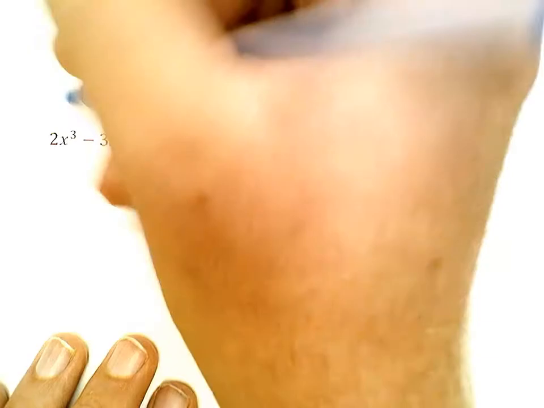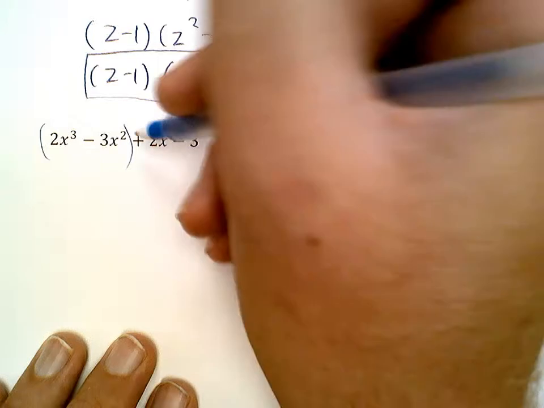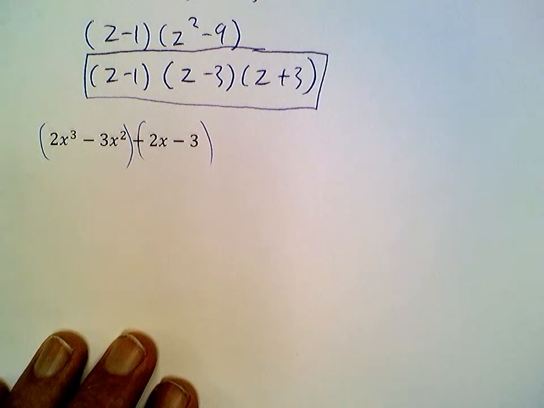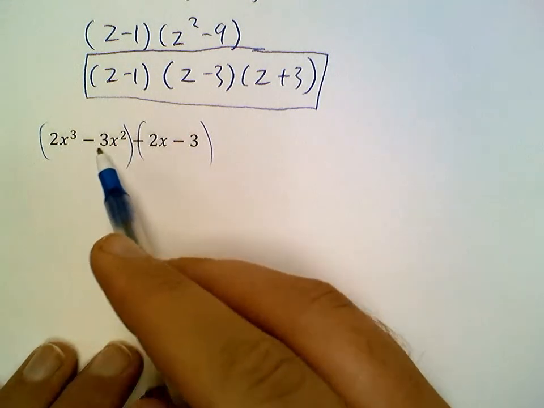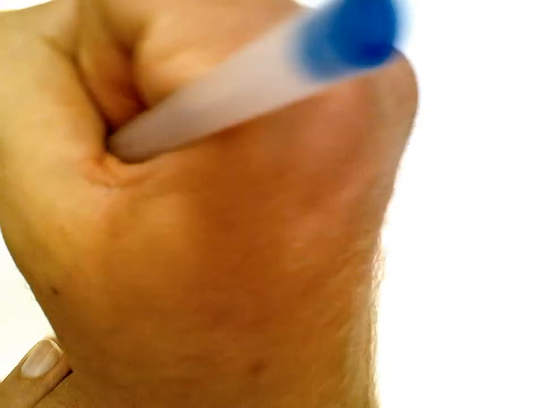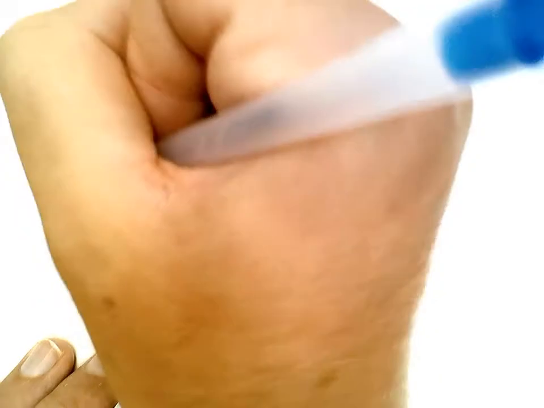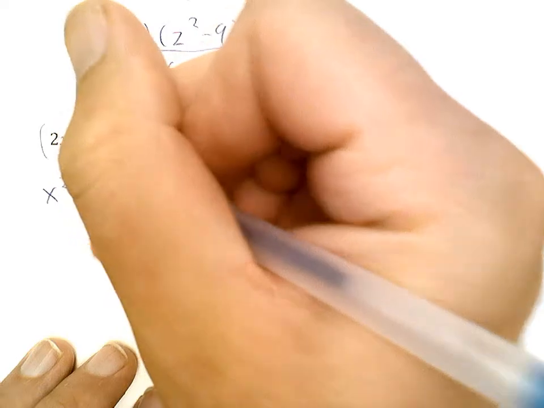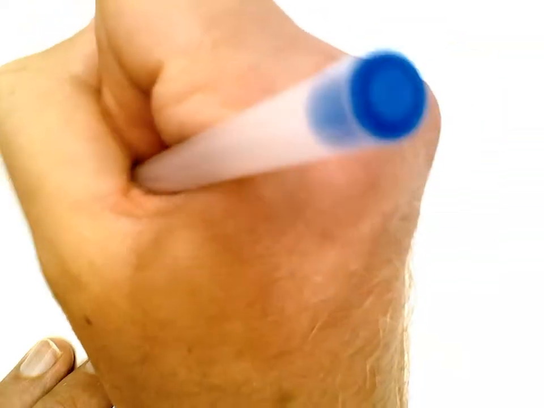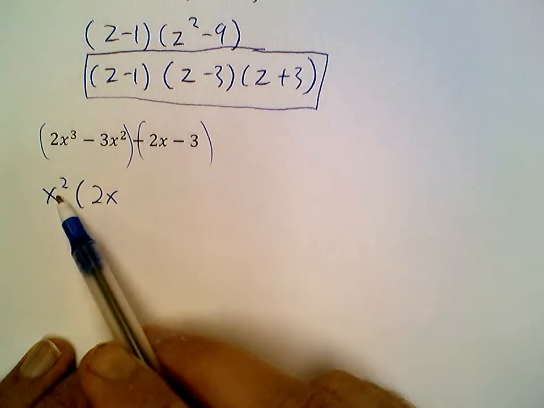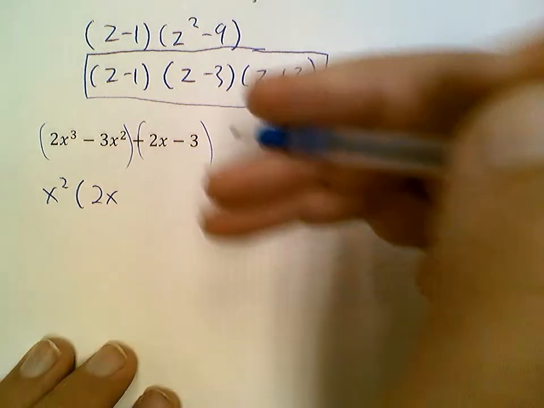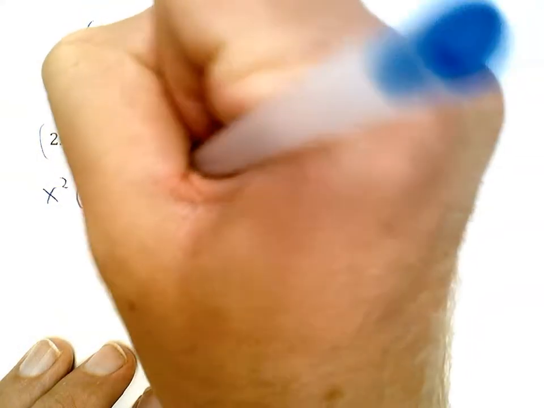I'm going to group the first two terms together, and the second two terms together. Out of 2x cubed minus 3x squared, I can factor out only an x squared. 2 and 3 are prime numbers, so I can't take anything else out of there. If I take an x squared out of 2x cubed, I'm left with 2x. If I take x squared out of negative 3x squared, I'm left with minus 3.